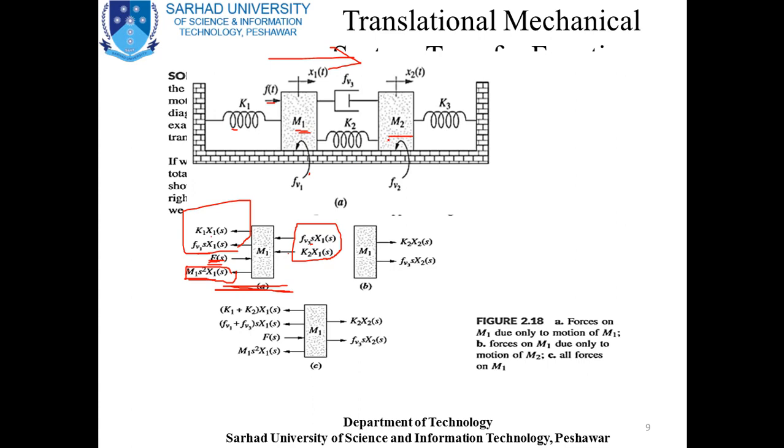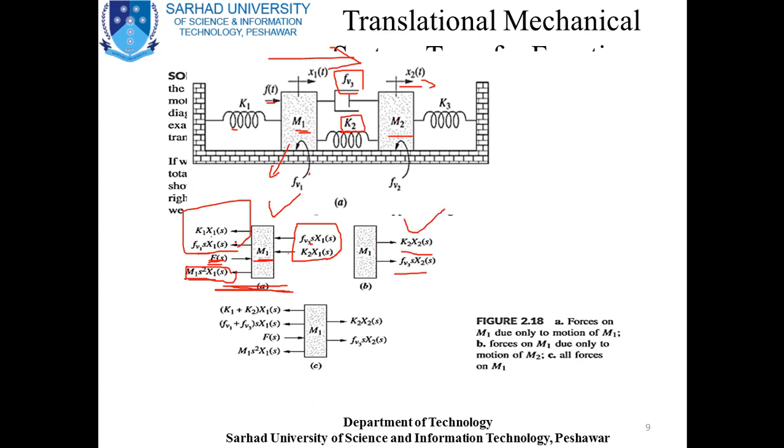Similarly, if you hold M1 and move M2 to the right, these are the forces that will be acting on M1 and that will be in reverse direction, and this K2 of X will be because of this spring, and this damping force will be because of this damper. So now if we add all of these terms, you see that the total force on M1 will be the sum of these plus this.